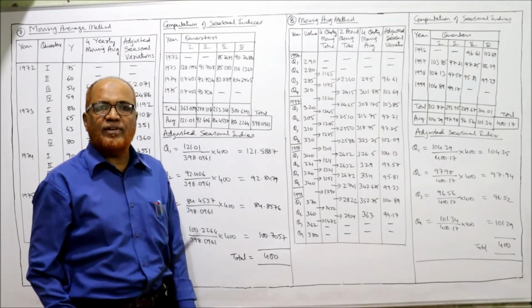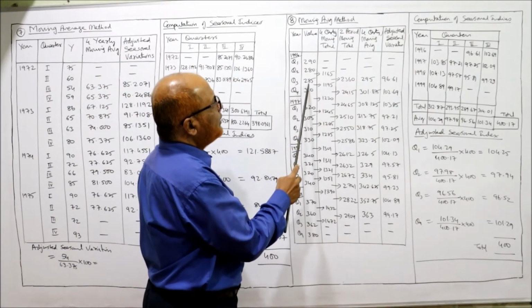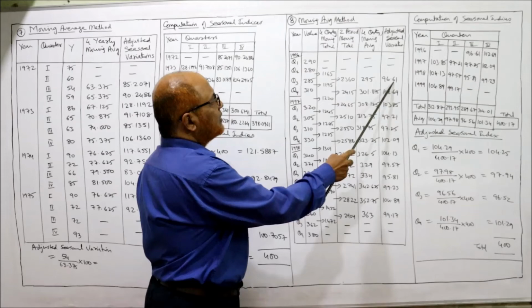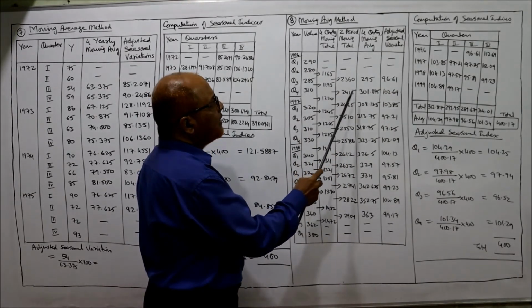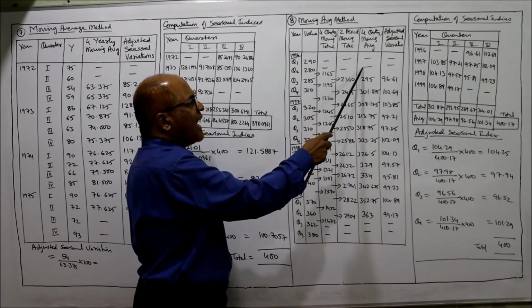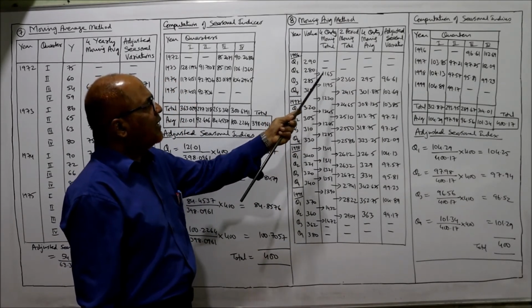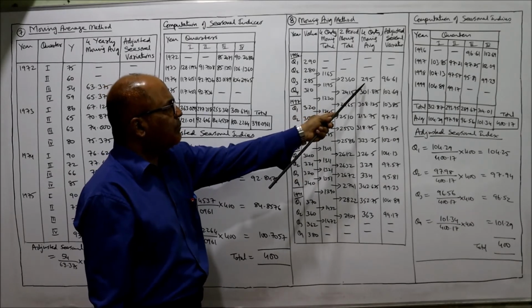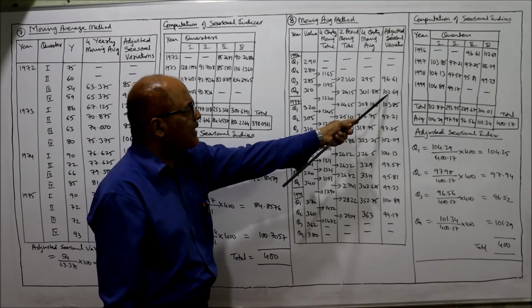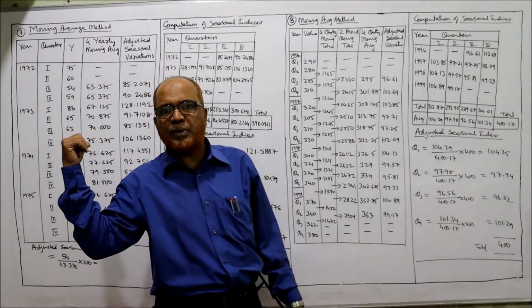Now adjusted seasonal variation, same as before. What is the actual value here? 285. Actual value is 285. So 285 divided by 295 into 100, 96.61. Similarly 310 divided by 301.875 into 100, 102.69. So actual value divided by moving average into 100. Like this you have to calculate the adjusted seasonal variation. Exactly similar to the previous problem.